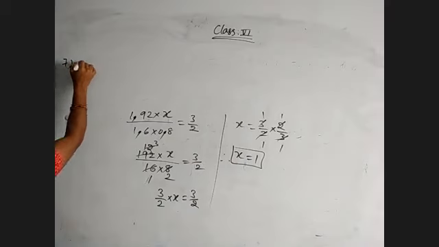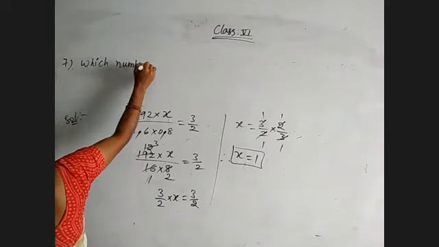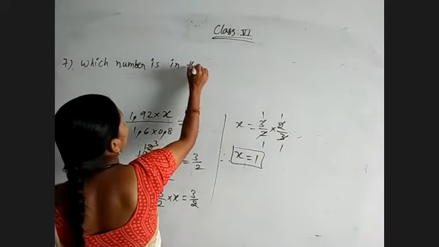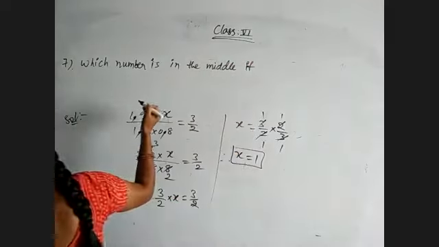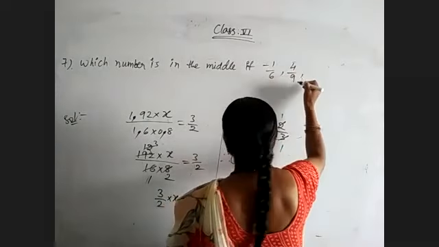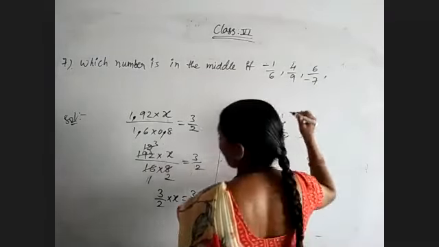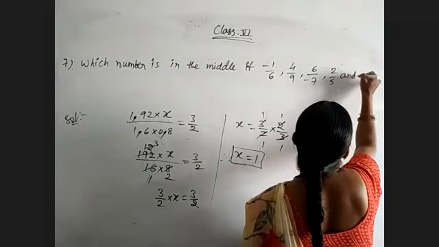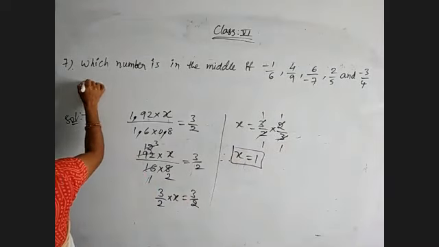Now coming to the next problem: which number is in the middle if minus 1 by 6, 4 by 9, 6 by minus 7, 2 by 5 and minus 3 by 4 are arranged in descending order.